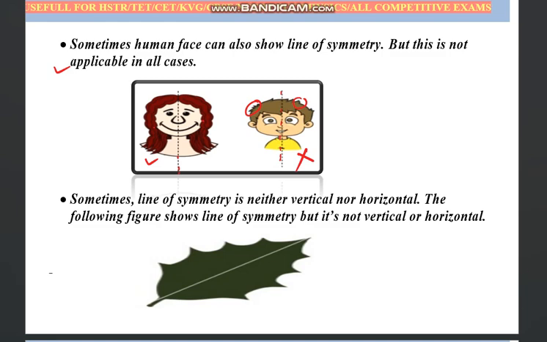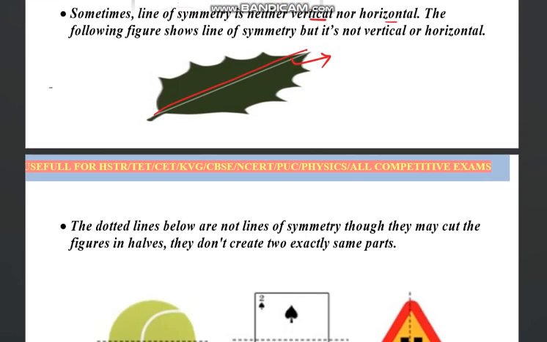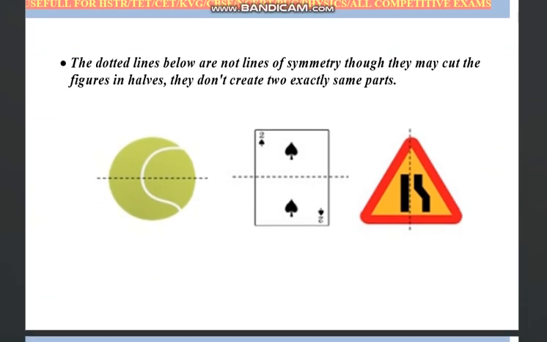Sometimes a line of symmetry is neither vertical nor horizontal. This is also very important. The following figure shows that sometimes symmetry depends upon a diagonal line. So in this leaf, this central diagonal line shows the line of symmetry. The dotted lines below are not lines of symmetry, though they may cut the figure into two exact halves. They don't create two exactly same parts.